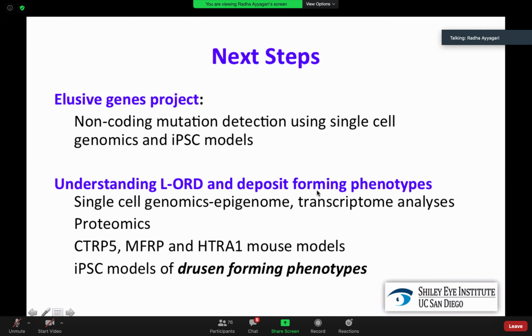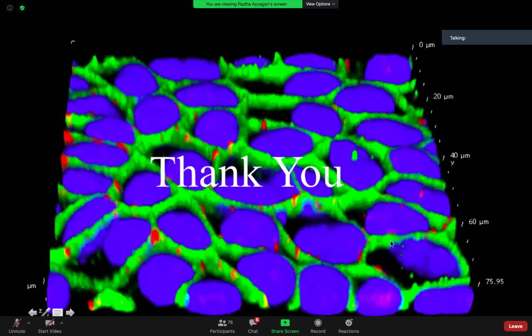And the next steps for our studies: we are focusing mainly on the elusive genes project, which is focused on finding challenging mutations using various methodologies and different models, and on understanding LOD and deposit-forming phenotypes. Once again, because this is an age-related disease, we are studying the aging phenomenon within that context, using the CTRP5, MFRP, and HTRA1 mouse models we have, and also iPSC models. I will be happy to take any questions.